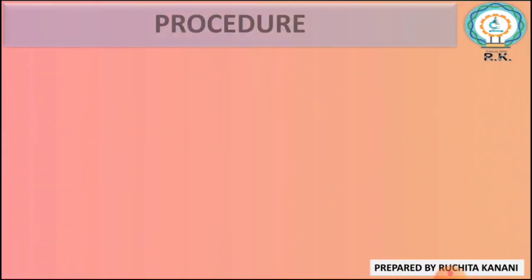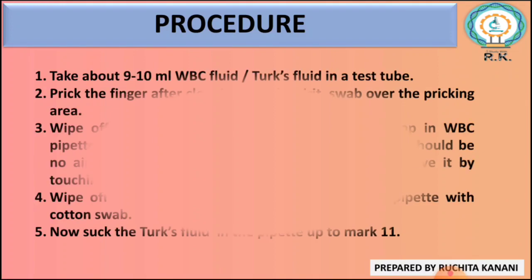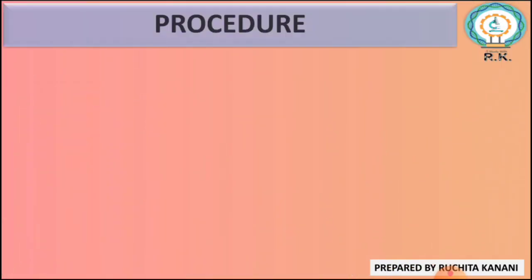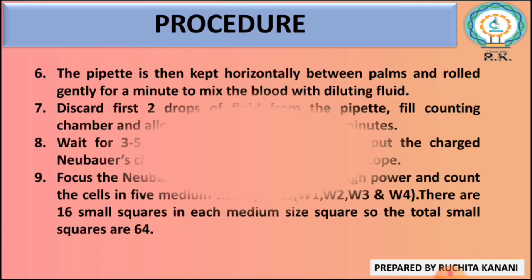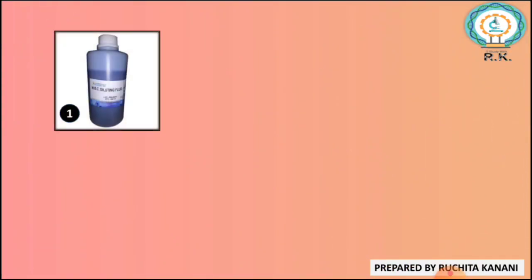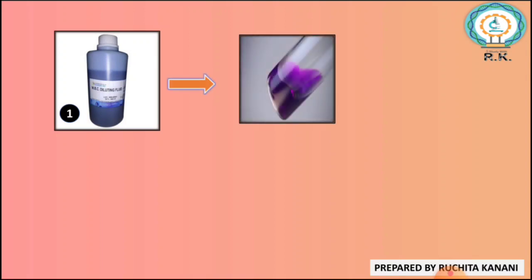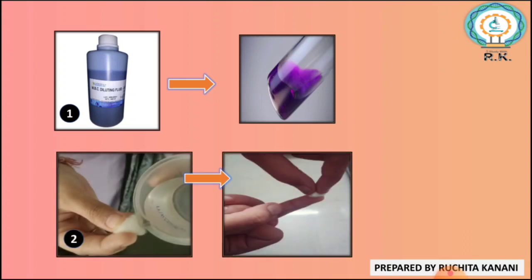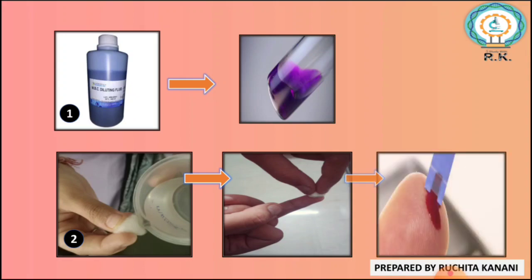Now let's see the steps of the procedure. We will look at the steps of this procedure one by one with performance. So, first take about 9 to 10 ml WBC fluid or Turk's fluid in a test tube. Then prick the finger after cleaning it with a spirit swab over the pricking area. Then wipe off the first drop of blood.